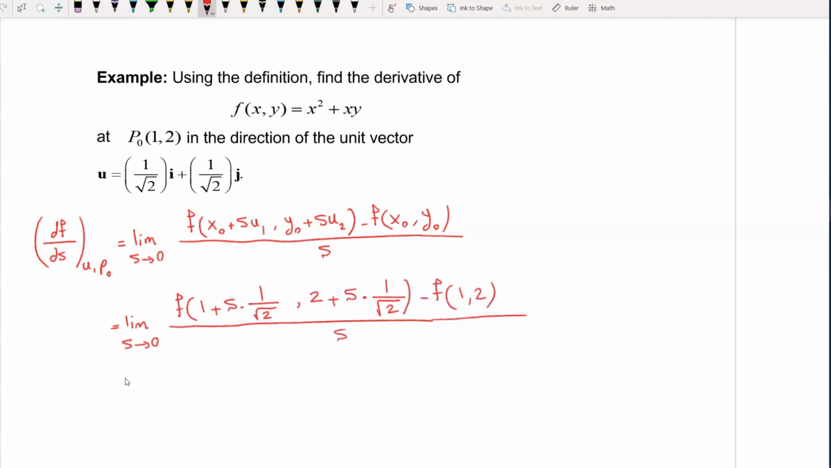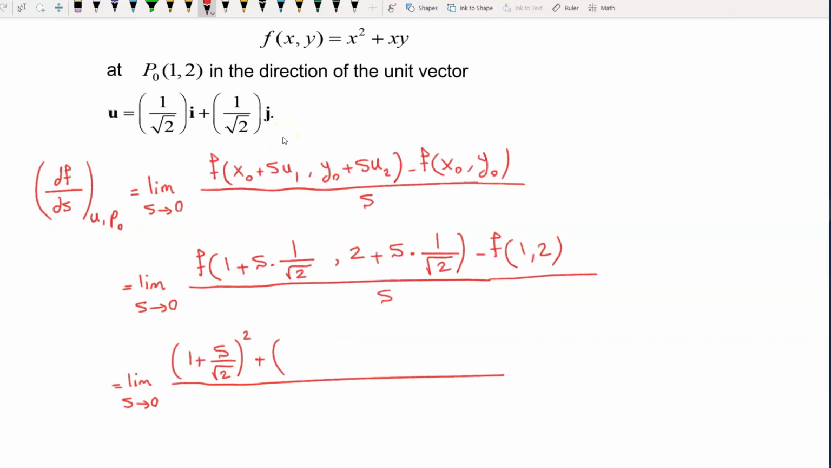And this is equal to the limit as s approaches 0 of f of, for x naught we have 1 and y naught is 2. So here we have 1 plus s times u sub 1, which is 1 over square root of 2, comma, 2 plus s times 1 over square root of 2, which is what we have for u sub 2. And then minus f of 1 comma 2, then divided by s.